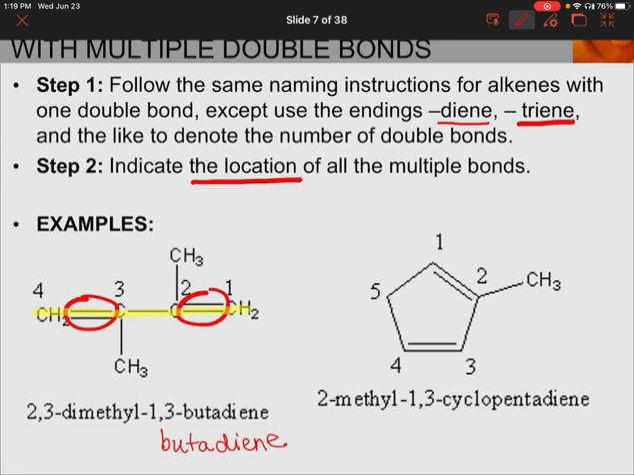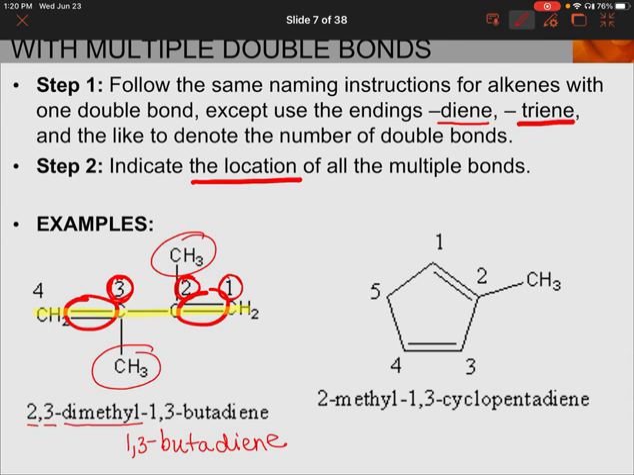Okay, so now we numbered our carbons already, and we want to make sure that we're listing the lowest number possible for each double bond. So the first double bond is at position 1. The next one is at position 3. So that gives us the 1,3-butadiene. Then we also have 2 methyl groups coming off of the chain, and it looks like they're at positions 2 and 3. So we're going to be redundant and list 2,3-dimethyl in front of 1,3-butadiene.